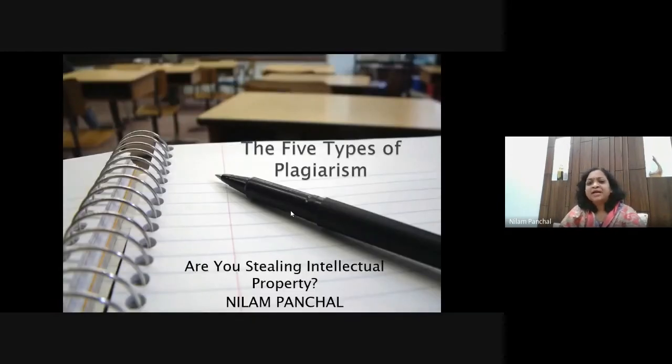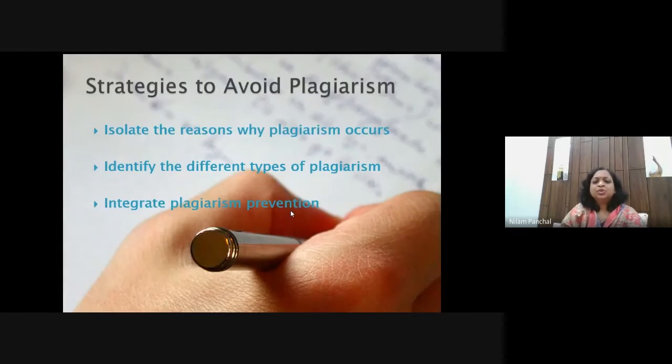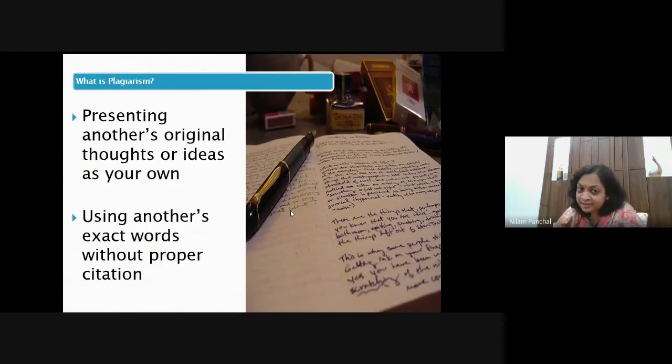So there are five types of plagiarism, right? So what is plagiarism? Presenting another's original thoughts or ideas as your own, or using another's exact words without proper citation. Friends, this is very important. When you're writing a paper, you cannot produce anybody's original thoughts or ideas. And secondly, using another's exact words without proper citation. Mind well, here it is underlined and bold. Without proper citation, you are not allowed to do so.